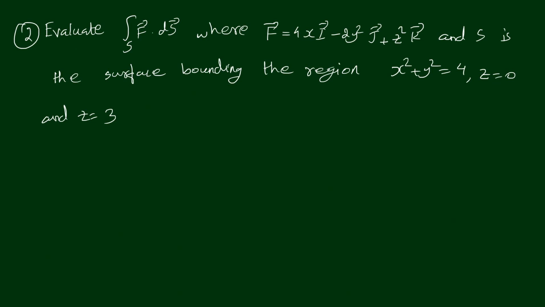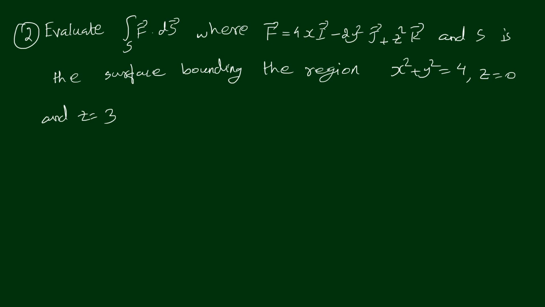Now we'll see one application of the Gauss divergence theorem for finding a surface integral. Consider this question. Evaluate the integral over S of f dot dS, which means surface integral. This is another notation for surface integral. Only one integral sign is written there, but it actually means the surface integral because it is over S. The vector field f is given as xi minus 2y square j plus z square k.